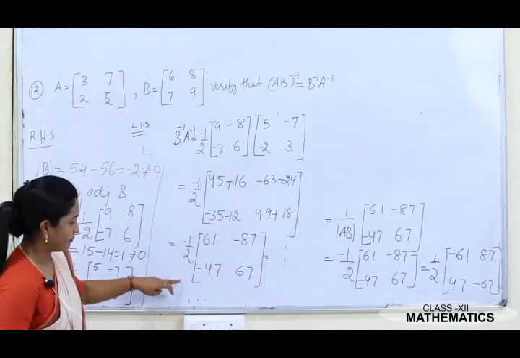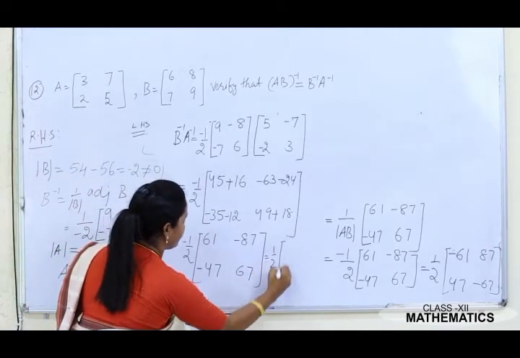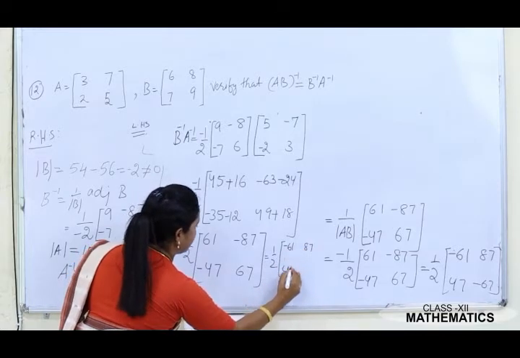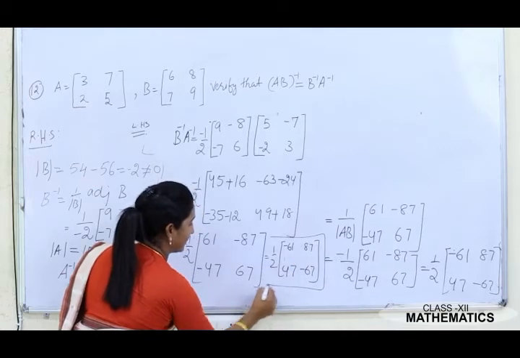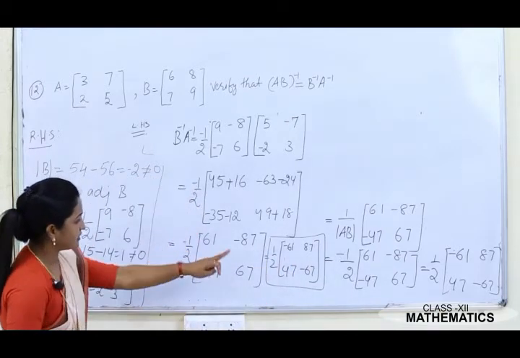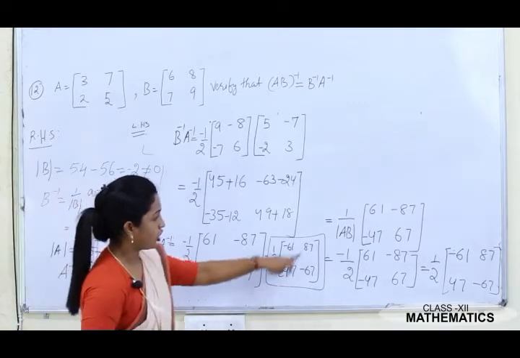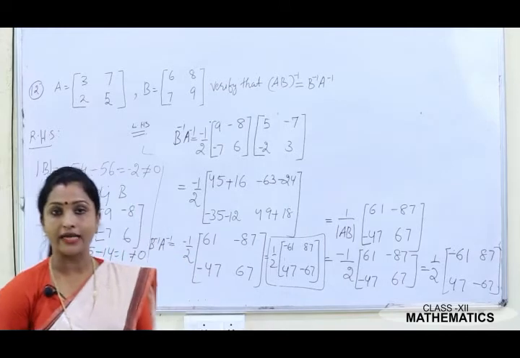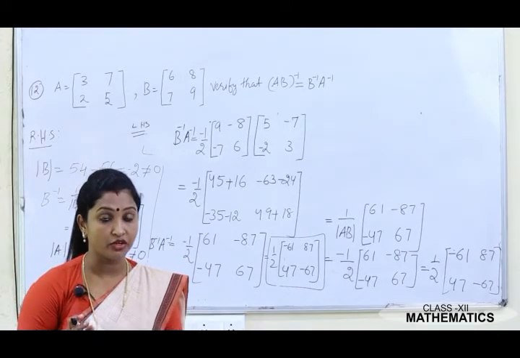Okay, so you will see here that when you multiply with the minus, you will get half of minus 61, plus 87, 47 and minus 67. So you will observe that the B inverse A inverse that you got here, and the AB inverse that you got, both are the same. So we have verified that AB the whole inverse is equal to B inverse A inverse. It's a very important question.